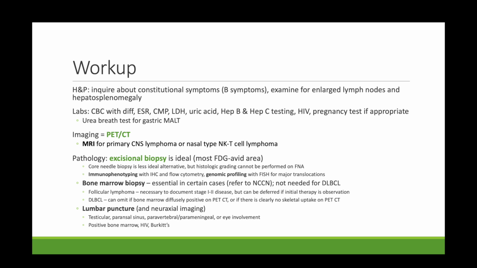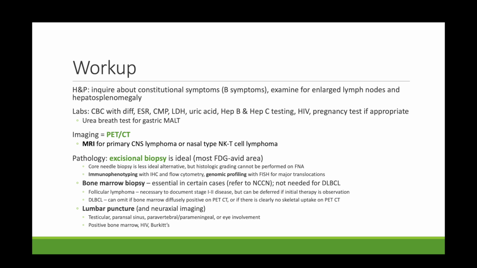Once we have that biopsy, we do perform immunophenotyping with IHC and flow cytometry, and then we also perform genomic profiling with FISH to detect major translocations. In terms of consideration for bone marrow biopsy, you can refer to NCCN for detailed guidelines depending on the specific lymphoma that we're talking about. In certain cases, bone marrow biopsy is essential, but I'll go over 2 of the most common scenarios.